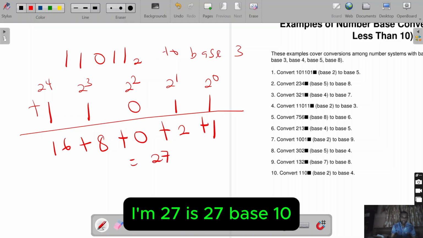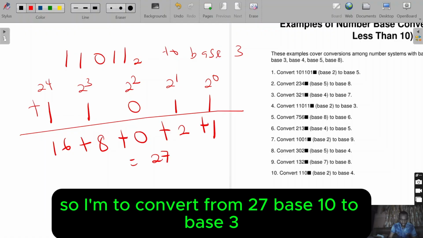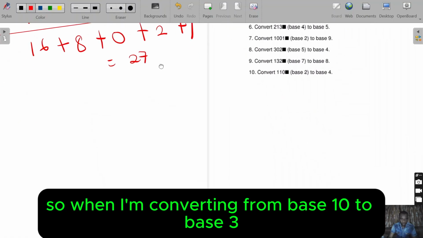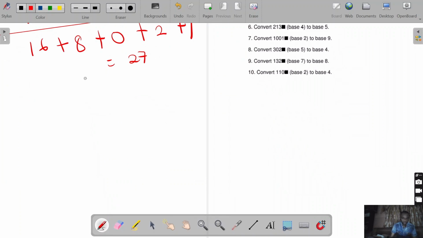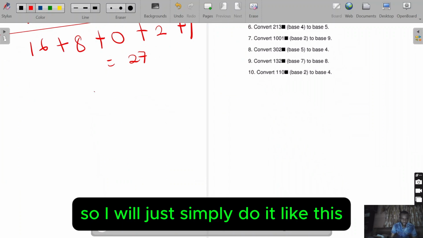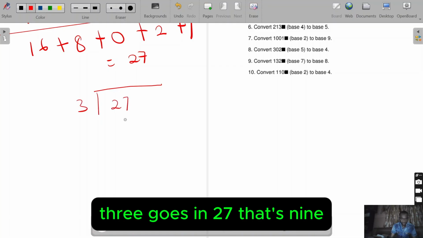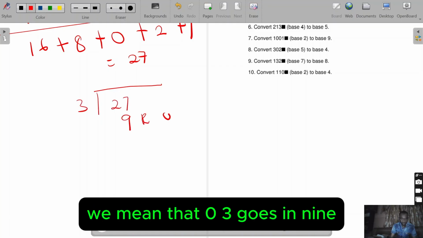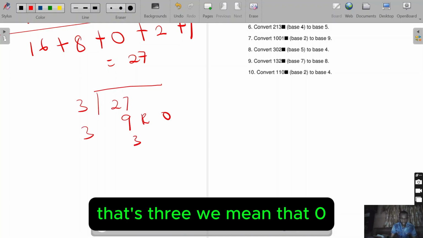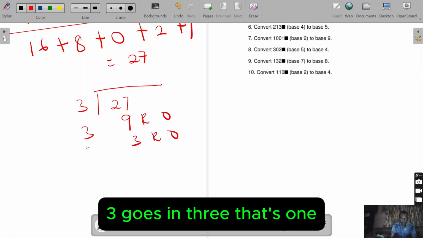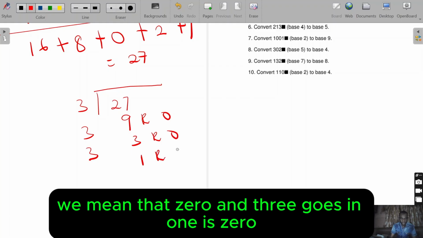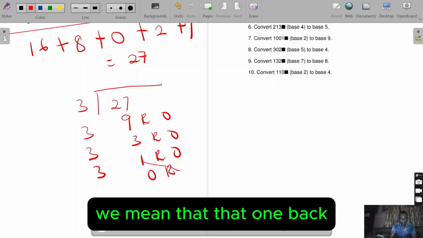And 27 is 27 base 10. So I'm to convert from 27 base 10 to base 3. When I'm converting from base 10 to base 3, I use the long division. So I will just simply do it like this. 27, 3. 3 goes in 27, that's 9, remainder 0. 3 goes in 9, that's 3, remainder 0. 3 goes in 3, that's 1, remainder 0. And 3 goes in 1 is 0, remainder that 1 back. That will give me 1.